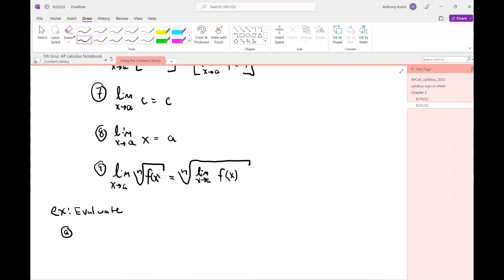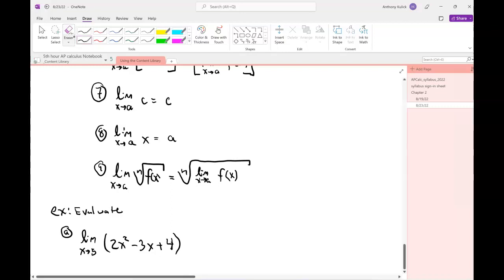Okay? So I'm just going to walk through the first example, and I'm going to do this really slowly. And I'm going to say the name of the property that I'm using in each case as I manipulate my way through this. Okay? Wait, Mr. Coolidge. Yes. Sorry, but is that x approaching 5? Yes. 5. Yep.